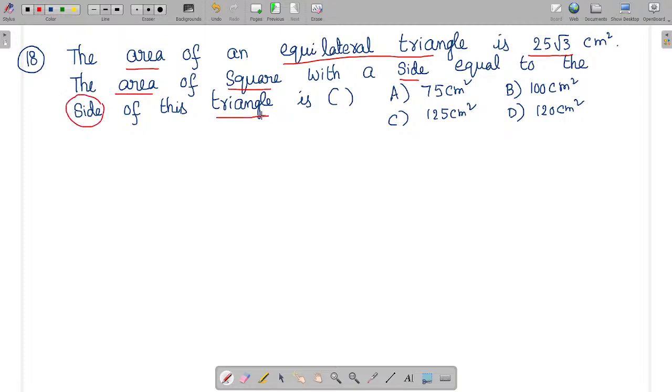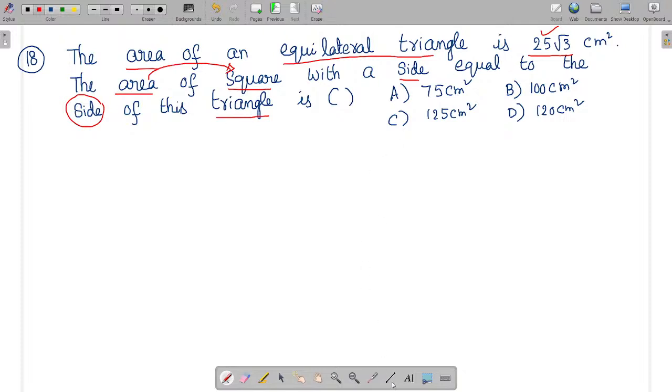So what is given here is the area of the equilateral triangle, that is 25 root 3 centimeter square. With the help of this, the side of the equilateral triangle can be determined. That's the first step. The next step is to find the area of the square whose side is equal to the side of the equilateral triangle. Very simple, the area of the square is given by the side square.